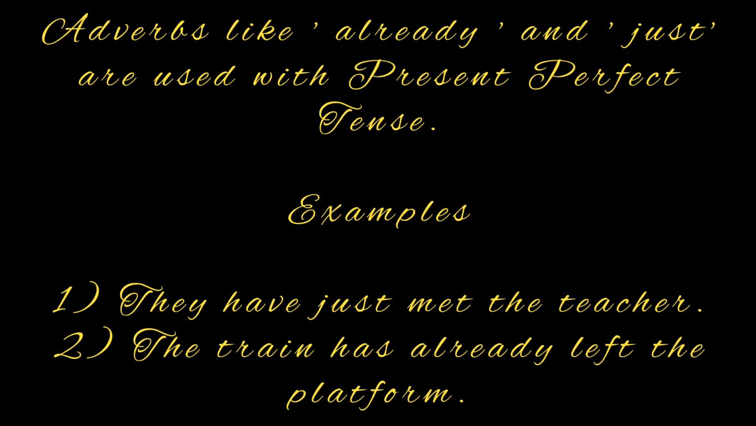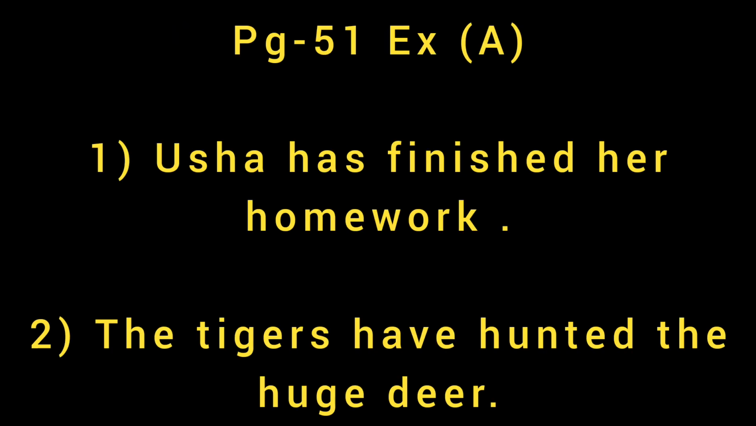Is it clear, children? Now, let's begin with the exercise. First one, complete the sentences in present perfect tense. The first one is, Usha dash her homework. Usha has finished her homework. Here the subject is singular, so the auxiliary verb is has and the third form of finish is finished.